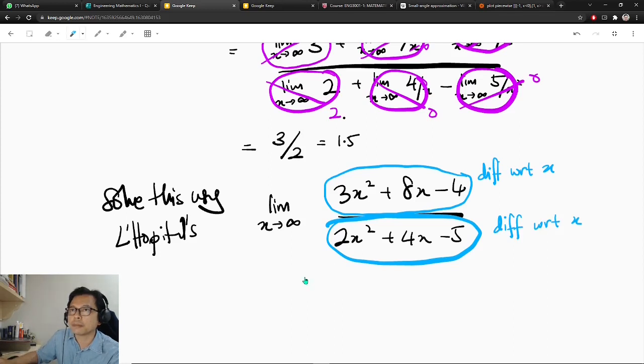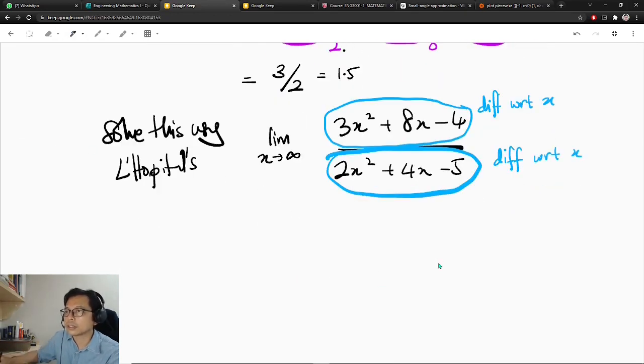So if you do it the first time, then what you're going to get is the limit of, if you differentiate this, 2 brings it here, 6x plus 8. And then differentiate minus 4, nothing. Denominator: differentiate this, 4x, you got 4x plus 4. Differentiate minus 5, you get 0. So you get this. Okay?